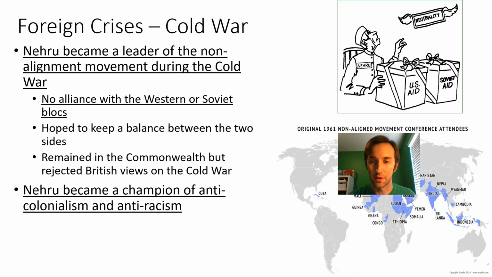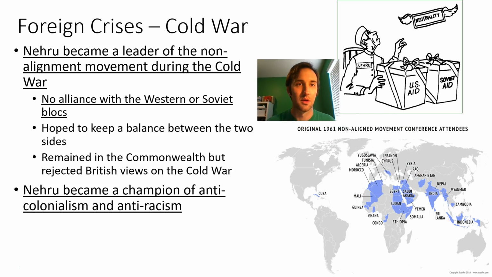Foreign crises, as far as world history here. Nehru becomes a leader of the non-alignment movement during the Cold War. This means no alliances with the Western or Soviet blocs. And so this map kind of shows early on the major leaders of the non-alignment movement that didn't want to go for communism or capitalism. And when it comes to these battles of the Cold War, they wanted to stay out of it and hopefully provide some balance as kind of this alternative.